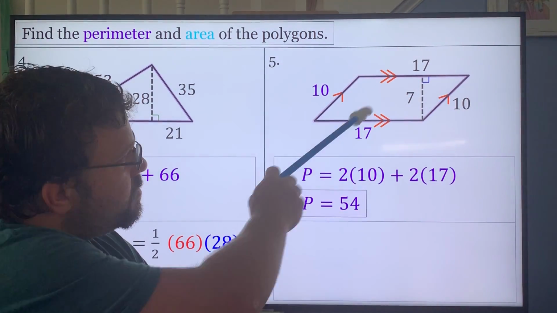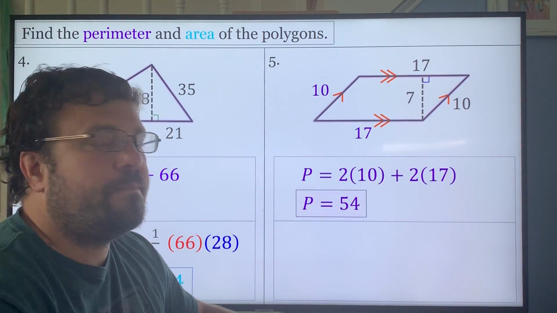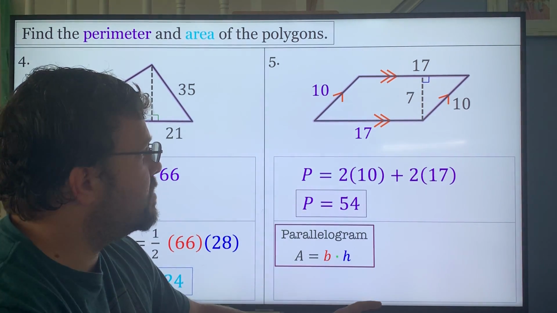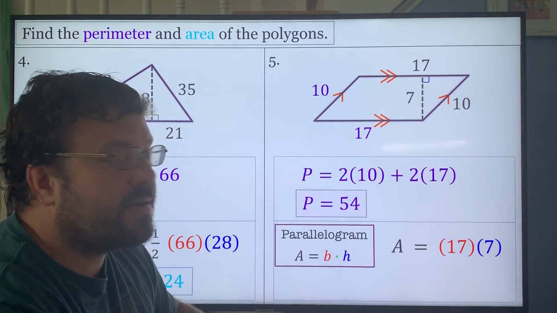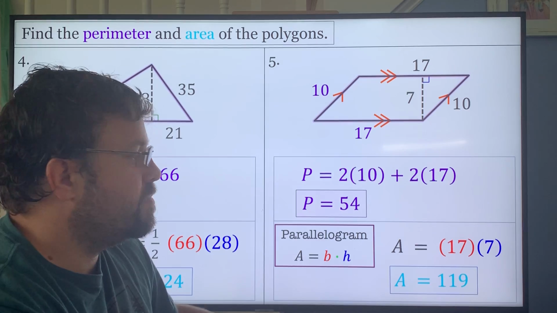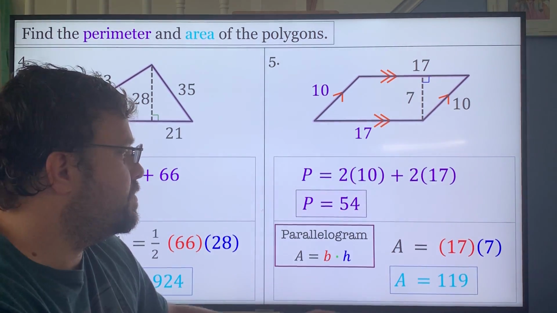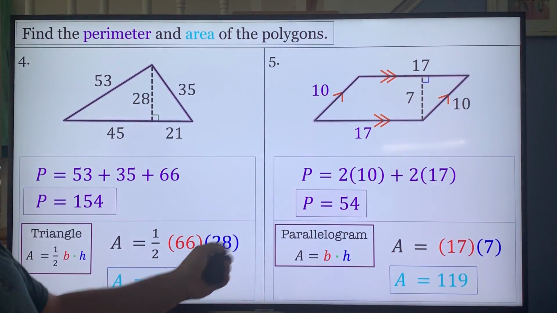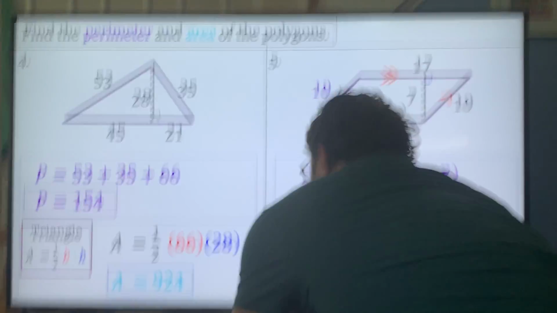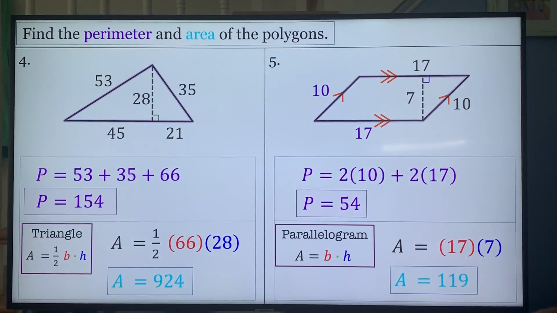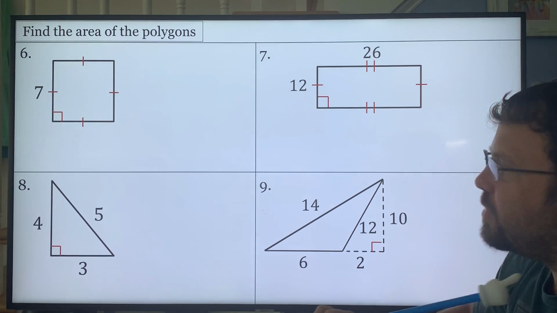Good. Area. What was the area? Base times height, right? The base is 17 and the height there is 7. Type them in your calculator, you get 119. Good. 924, 119. Back over here. All right. So find the area of these 4 polygons. Go.